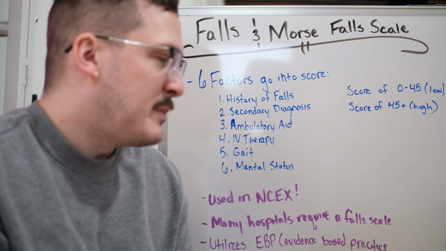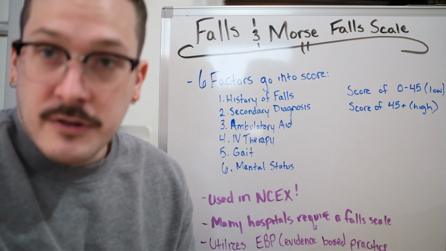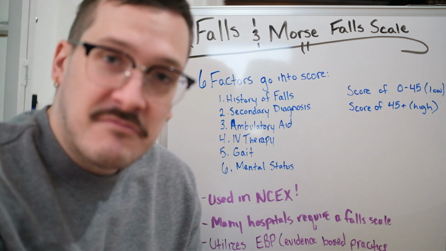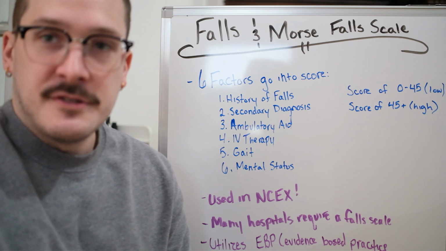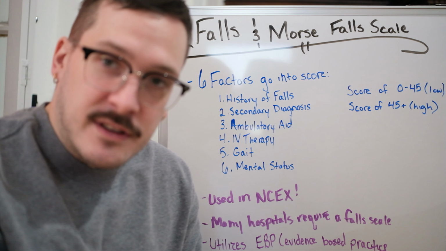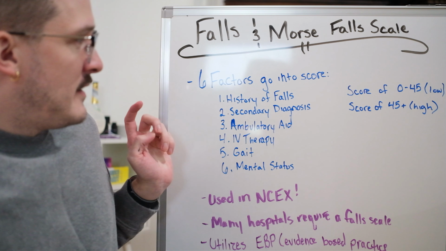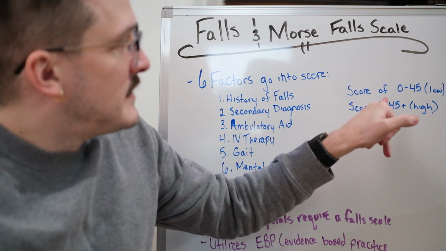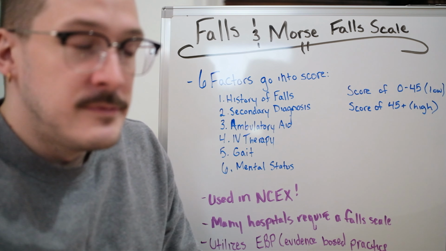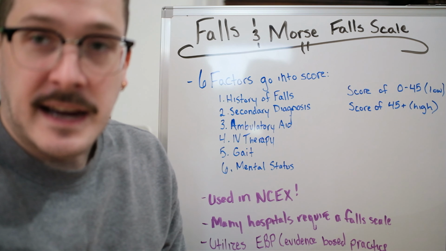And last is mental status. Is the patient oriented, or is the patient not able to answer anything? That is either 0 or 15 for mental impairment. So like I said in the beginning of the video, a score of 0 to 45 is low, and a score of 45 plus is high.